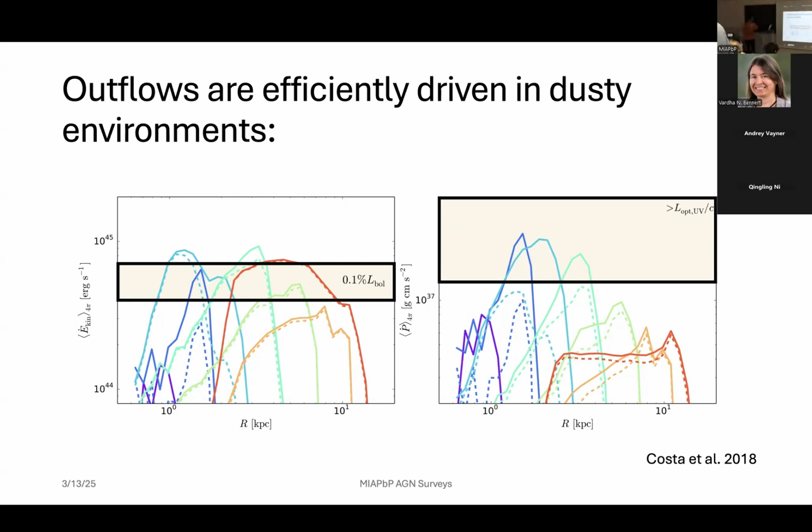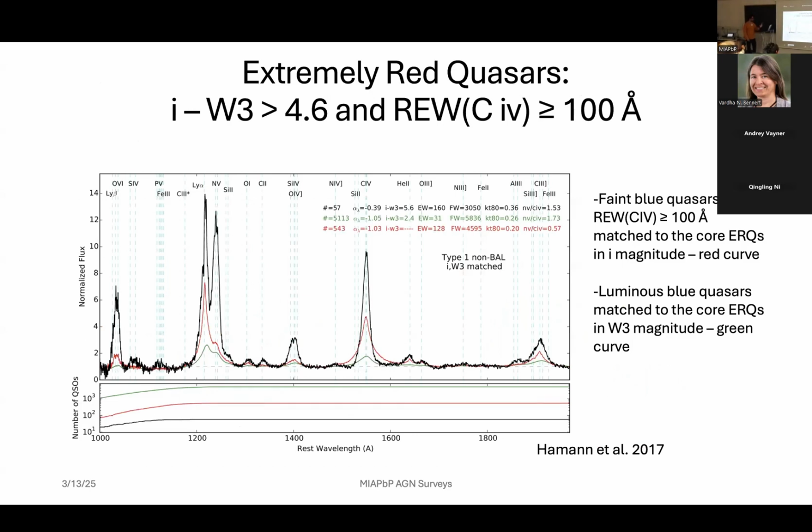And so that's one of the motivations for why I'm really interested in studying the most obscured and luminous quasars at cosmic noon and above. So I just want to quickly introduce, as Caroline briefly talked about yesterday, the extremely red quasar population, and make a clear introduction to what they are and how they were selected.